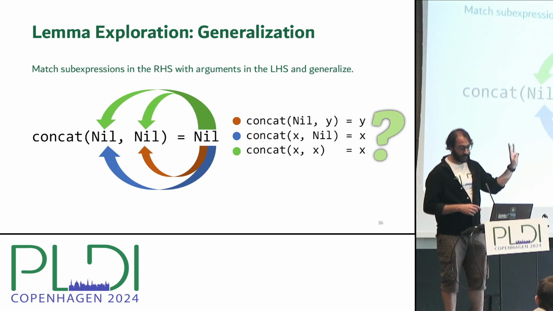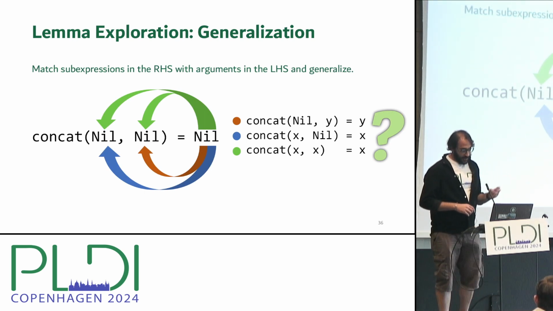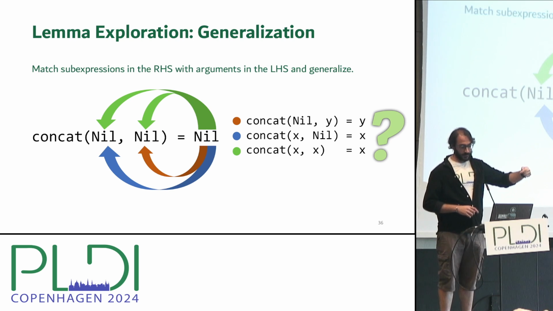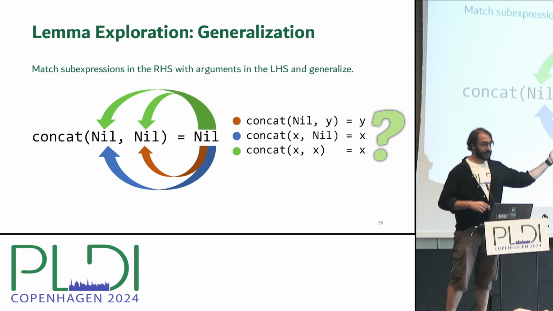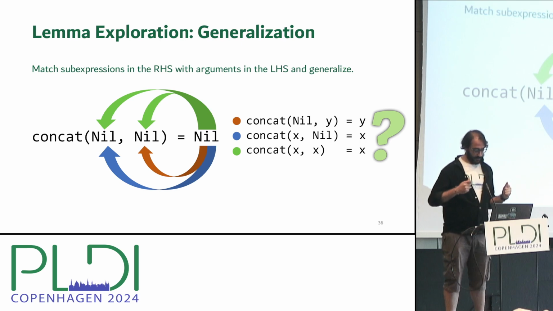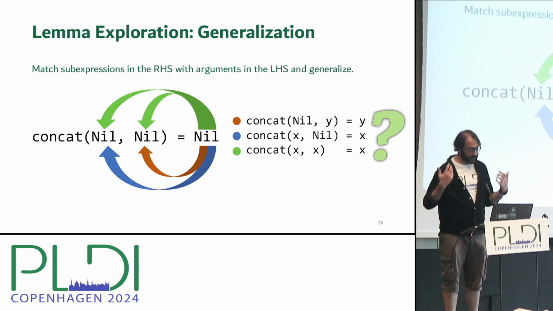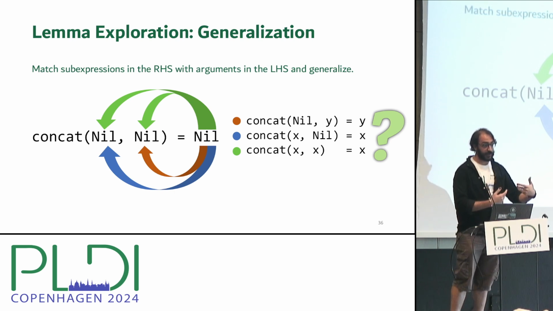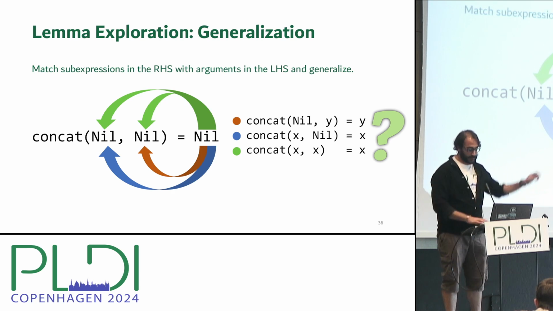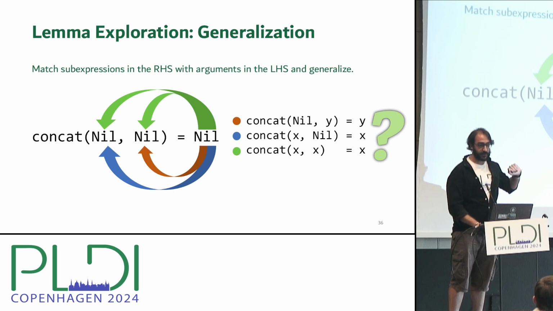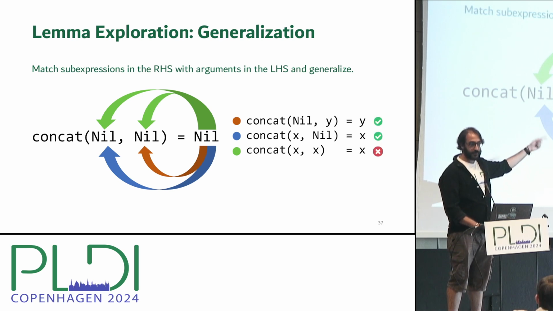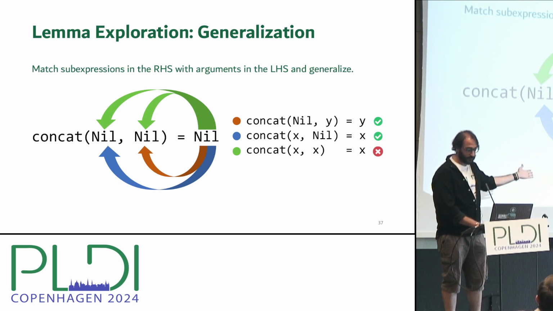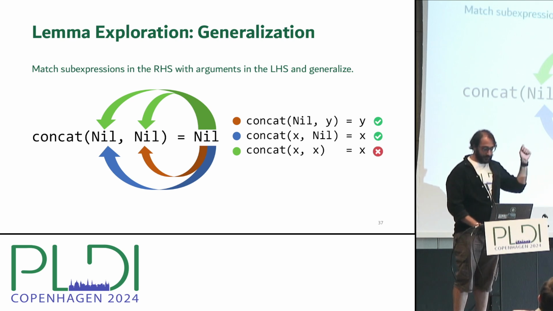There are three kinds of relationship, or three questions we can ask. In red, I'm asking, is concatenation giving me nil because the first argument is nil? In green, it's asking, is concatenation giving me nil because both arguments happen to be nil? Then I generalize these, and I conjecture the lemmas on the right. And of course, in that case, some of them hold, some of them don't hold. I discard the ones that don't hold, and I keep the ones that do. Simple stuff, but quite powerful.